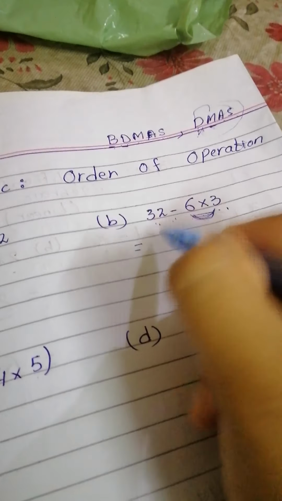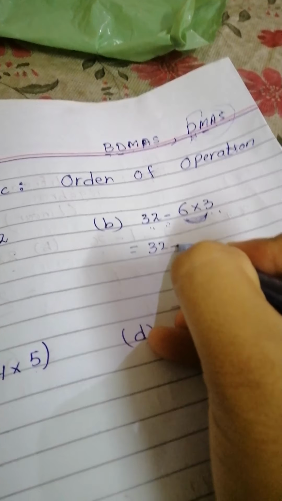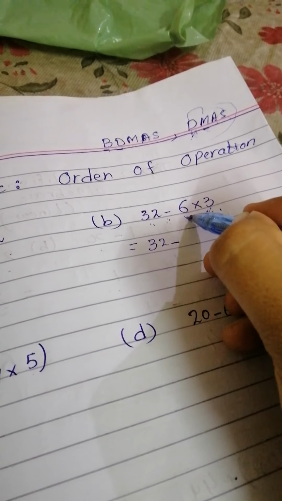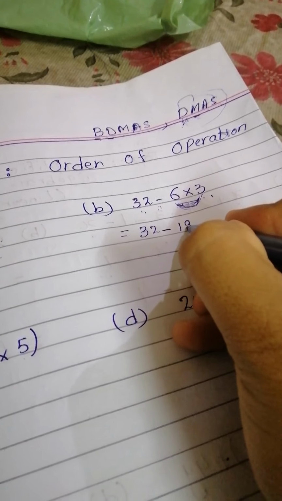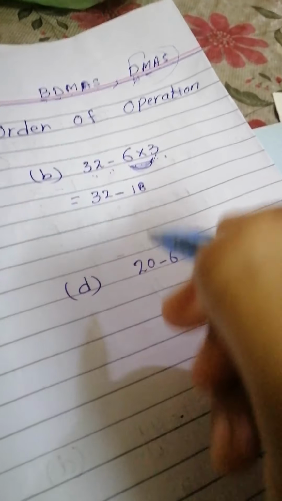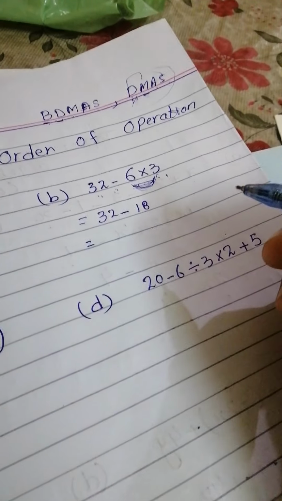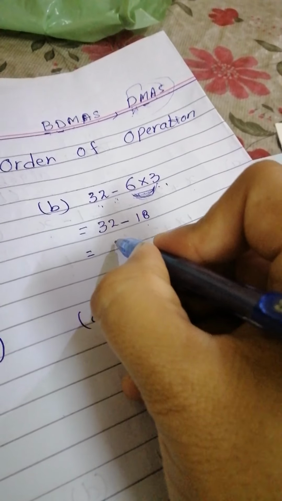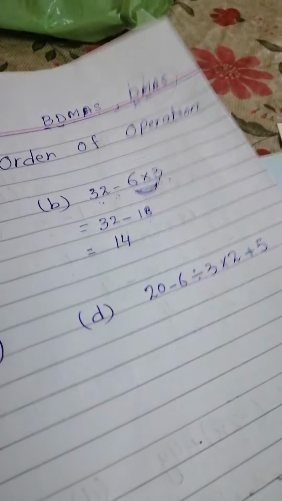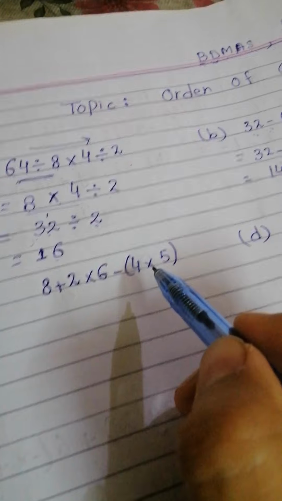So 32, this will be written as it is here, 32 minus as it is here, and you will multiply these two terms first. 6 3 times 18, and now you can see 32 minus 18, only subtraction is left, so subtract 18 from 32 and your answer is 14. Is it clear?